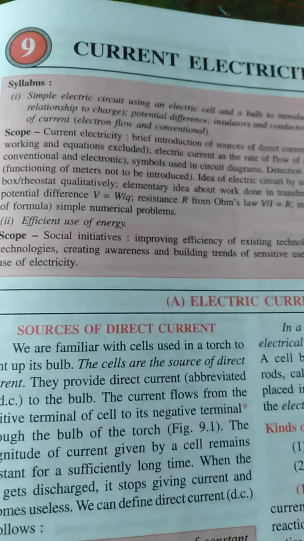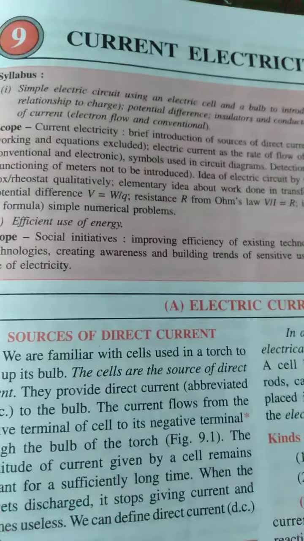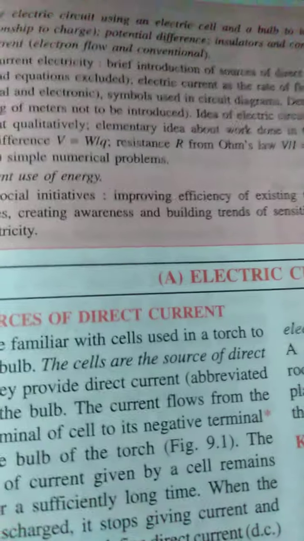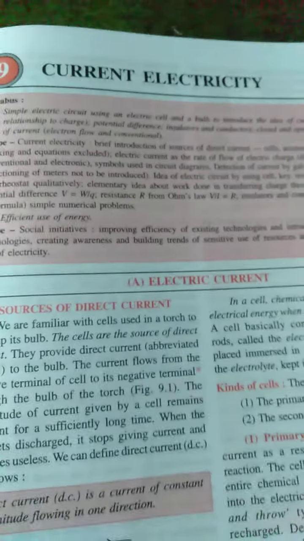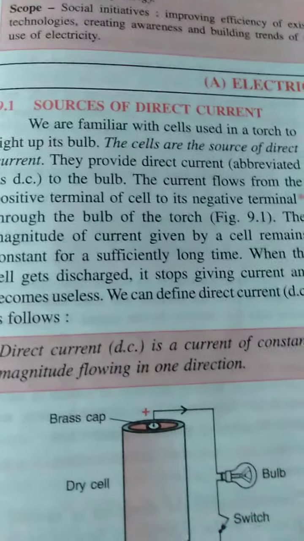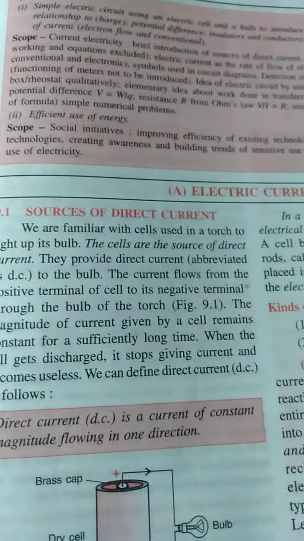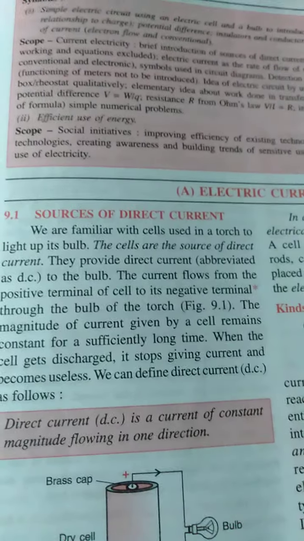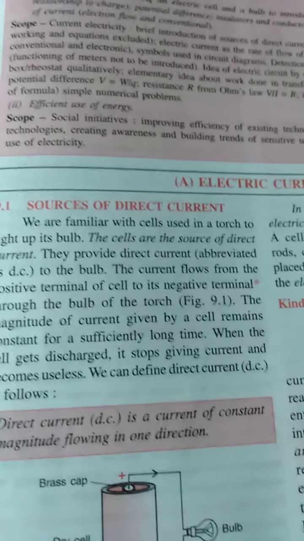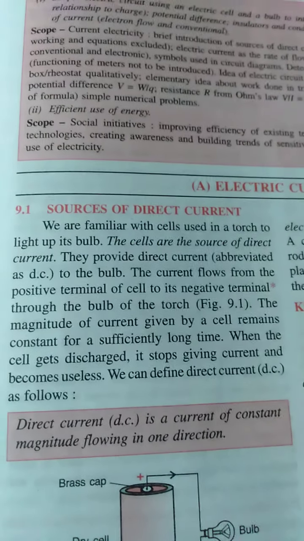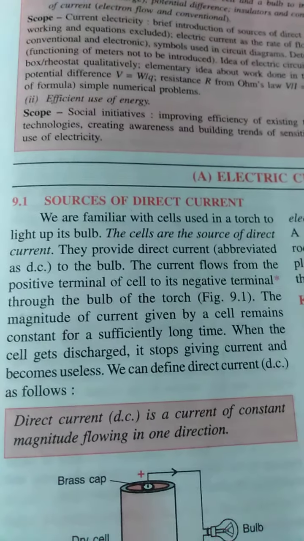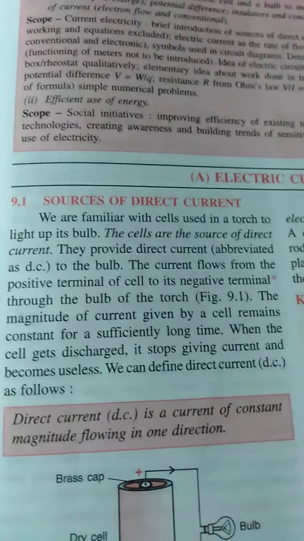Hello students, today we are going to start the new chapter, current electricity. Current electricity is a very important form of energy, and from morning to night we are constantly using this form of energy. We are using the light, the fan, the music system, TV, AC, washing machine, refrigerator and many more devices that are running on the single source of energy, that is current electricity.